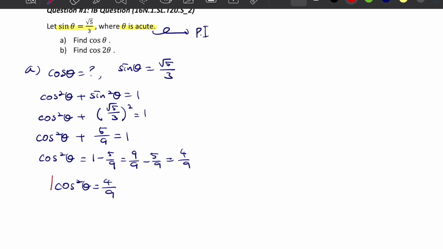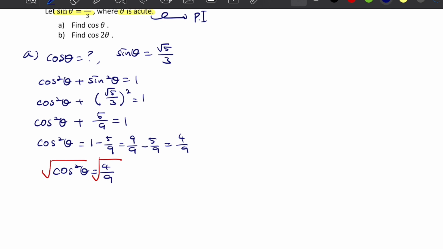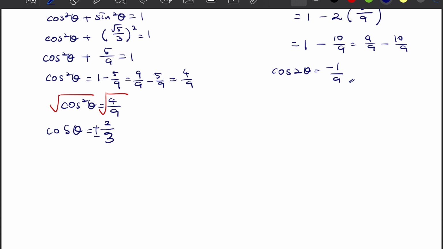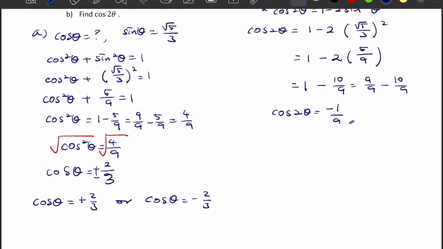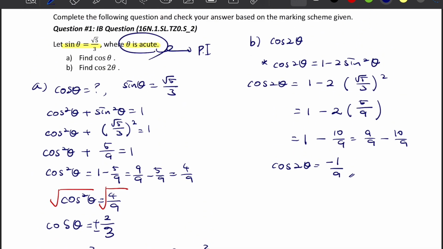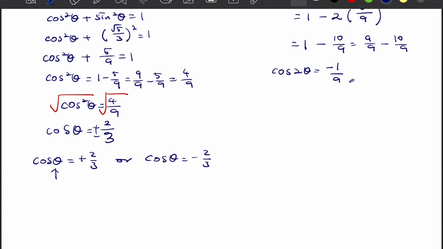So cosine squared theta value is the same as 4 over 9. And when we square root the cosine squared theta and 4 over 9, we get cosine theta equals plus or minus 2 over 3. Okay, so now we know that cosine theta value is equal to positive 2 over 3, or negative 2 over 3. However, we know that the theta value is acute, right? It also means that this angle needs to be an acute angle.